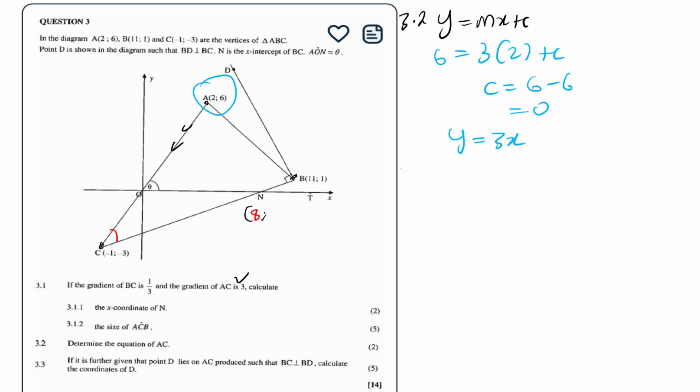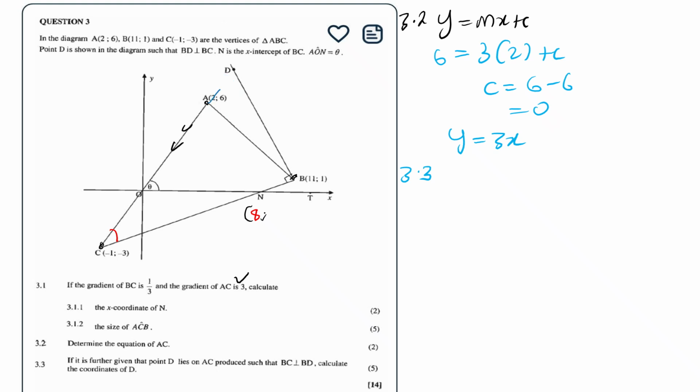All right. Now 3.3. It is further given that point D lies on AC produced such that BC is perpendicular to BD. Calculate the coordinates of D. So then this is what they mean.